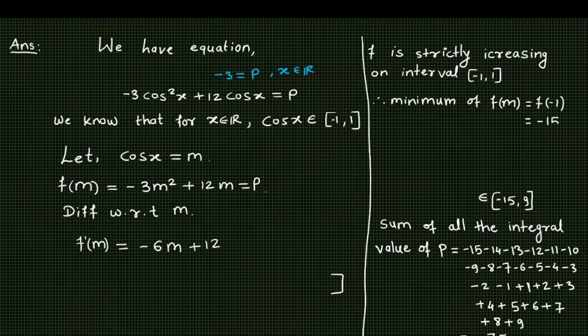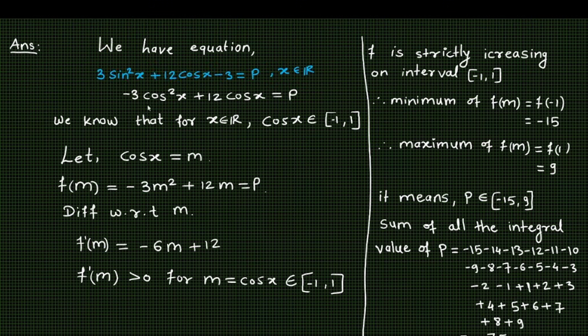Let's rewrite the given equation in terms of cos x, which is −3 cos²x + 12 cos x = p. We know that for x belonging to real numbers, cos x belongs to the closed interval [−1, 1]. So let cos x = m. So our f(m) = −3m² + 12m = p.